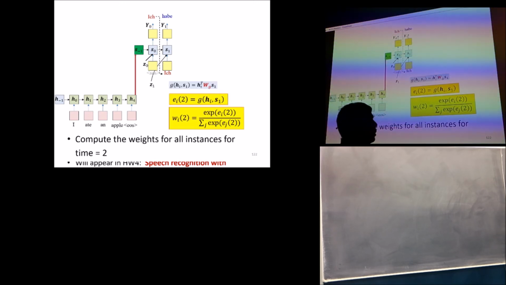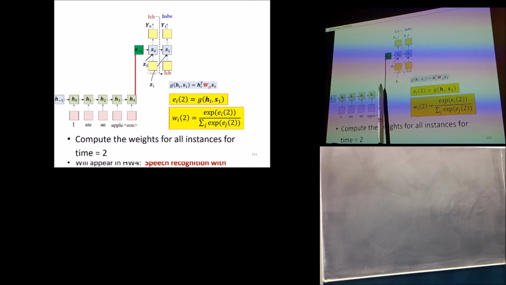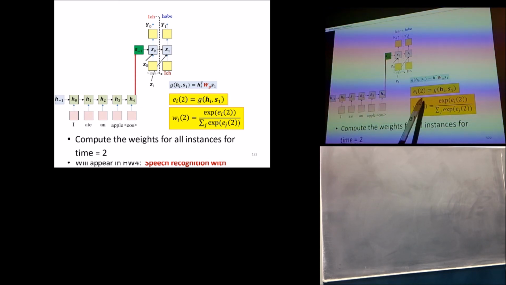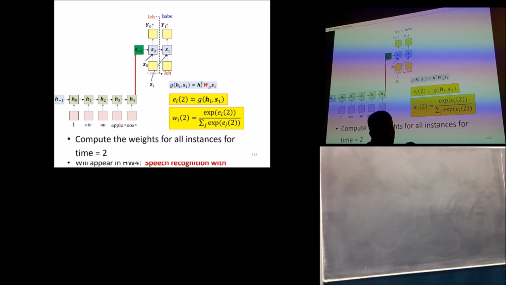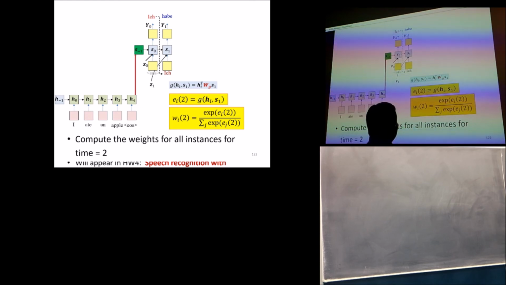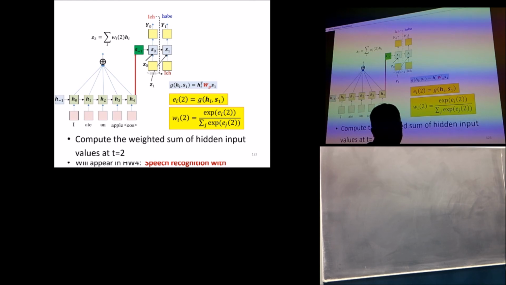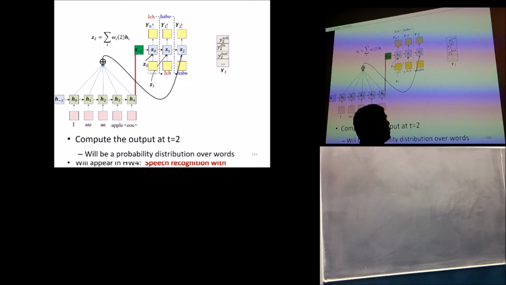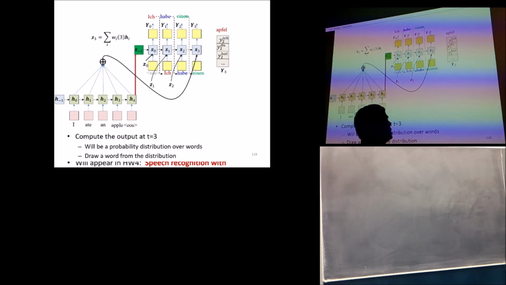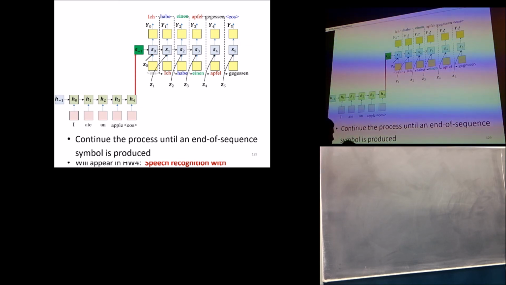And subsequently, you'd follow the same process all over again. You would compute raw weights using this hidden state and all of these H's. So you'd get a raw weight for every time instant from which you could compute a distribution over all inputs. And using that distribution, you'd compute a weighted combination of the hidden values, which is going to be fed into the network to produce the next distribution, and from which the next word is drawn, and so on. You'd continue the process until an end of sequence symbol is produced.